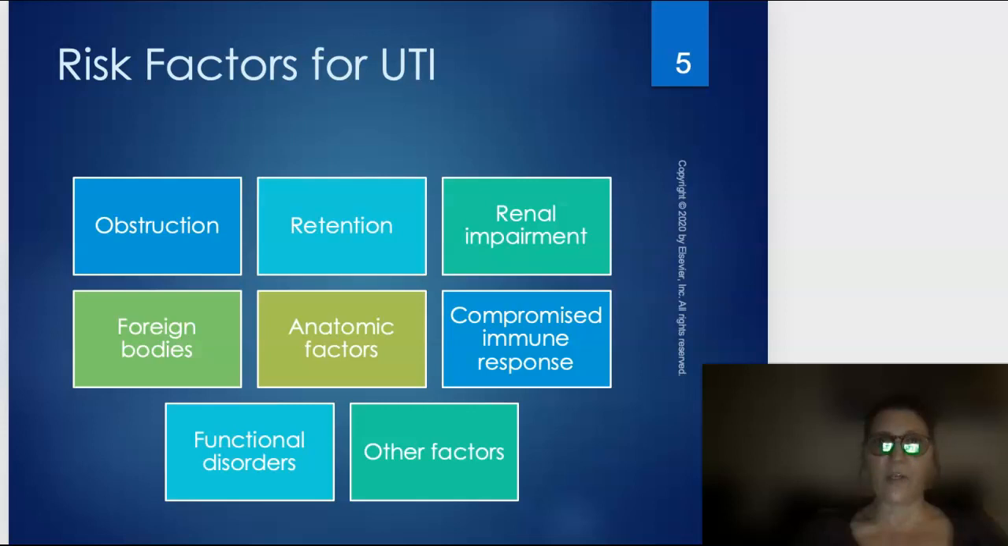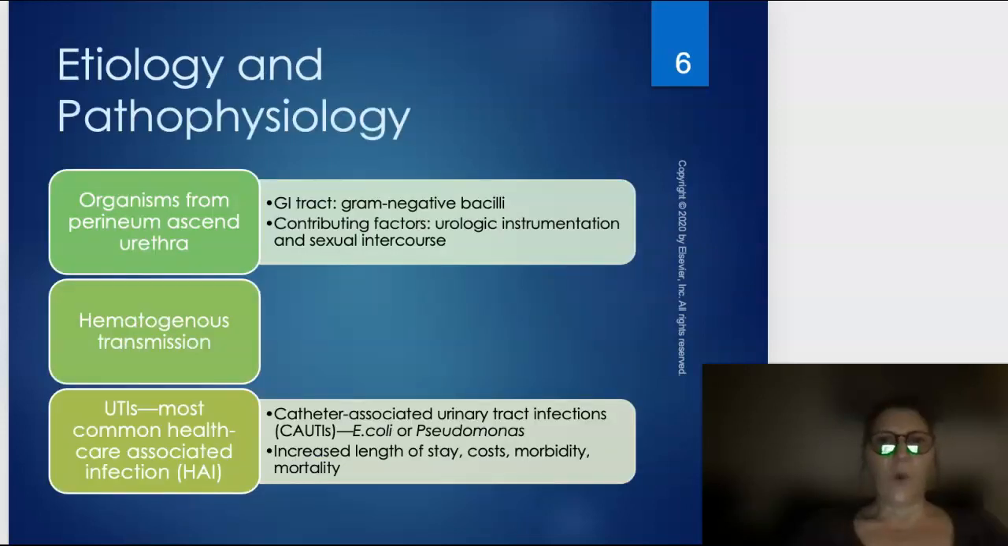Some risk factors of getting a UTI would be obstruction, retention, renal impairment, foreign bodies, anatomic factors, compromised immune response, functional disorders, and other factors. So it's organisms from the perineum ascending in the urethra. That's one. The GI tract with gram-negative bacilli. Some contributing factors would be urologic instrumentation and sexual intercourse. Hematogenous transmission. UTIs are the most common healthcare associated infection.